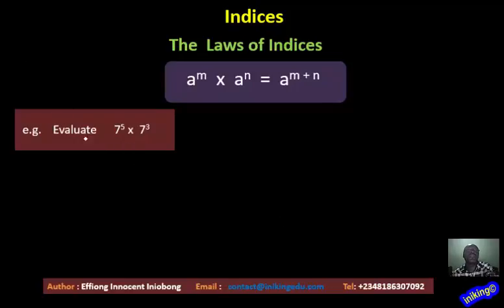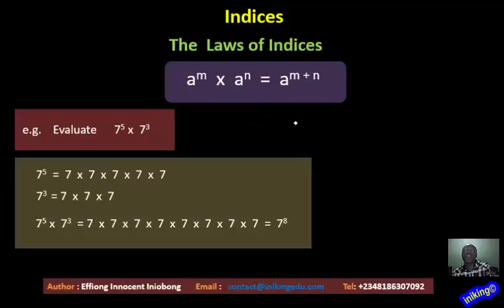So the law of indices simply states, as we have here on the board, that if we are to evaluate 7 raised to the power of 5 times 7 raised to the power of 3, we should simply say that this is 7 raised to the power of 5 plus 3. Though, as you have rightly said, we would have gone through the archaic method of listing out the whole of 7 raised to the power of 5 as 7 times 7 times 7 times 7 all the way, and 7 raised to the power of 3 likewise, and then we obtain 7 raised to the power of 8.